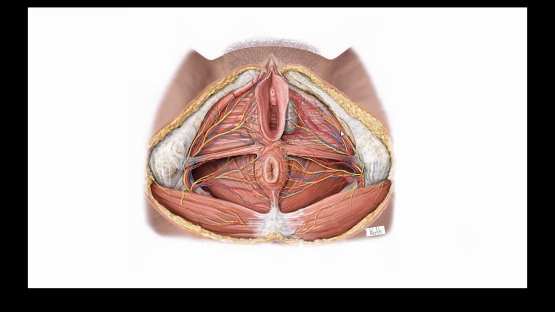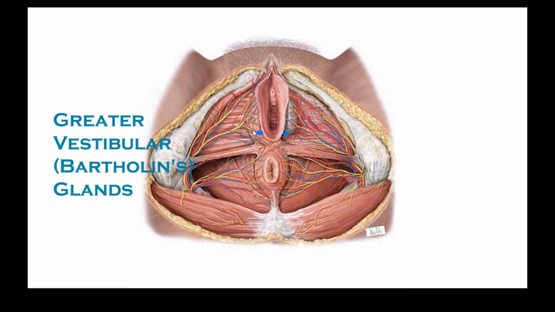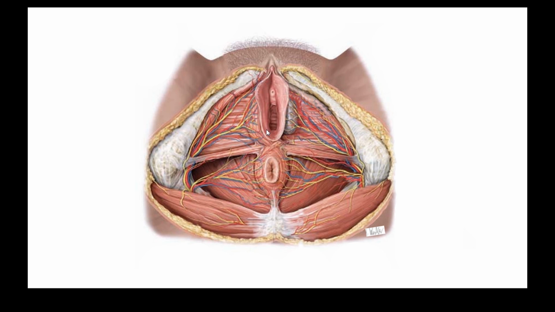This is the ischiocavernosus muscle surrounding the corpus cavernosum, female. And then similarly, we have the bulbospongiosus muscle around the corpus spongiosum. This feature is called the bulb of the vestibule. The greater vestibular glands, or Bartholin glands, can be seen deep to the tissue here with orifices to the vaginal vestibule.